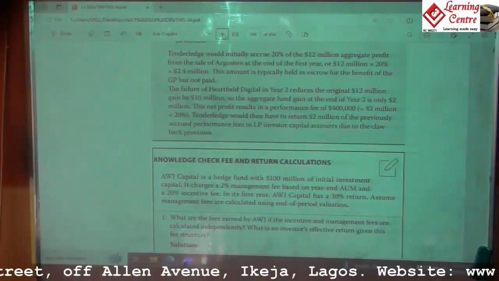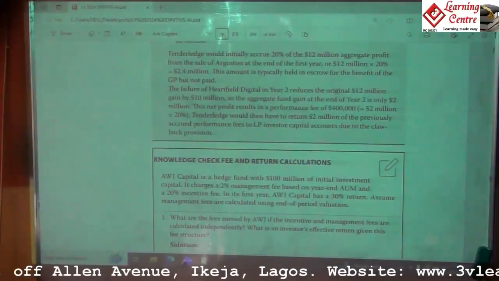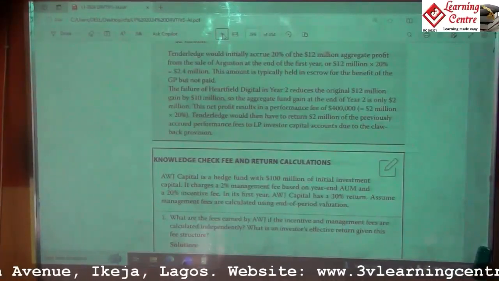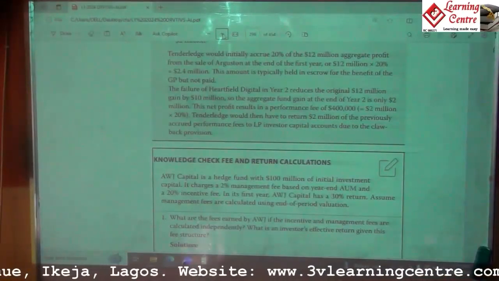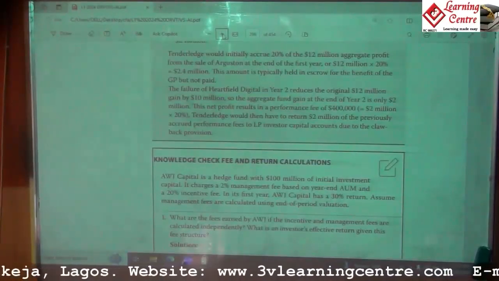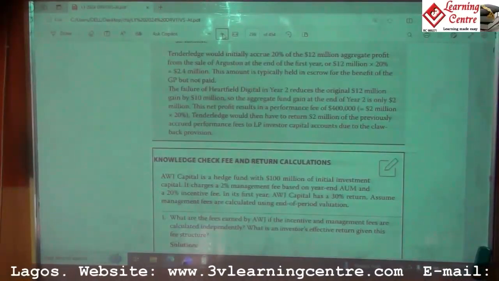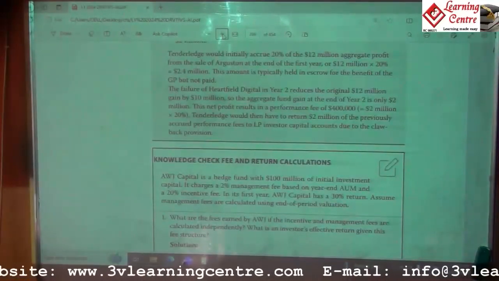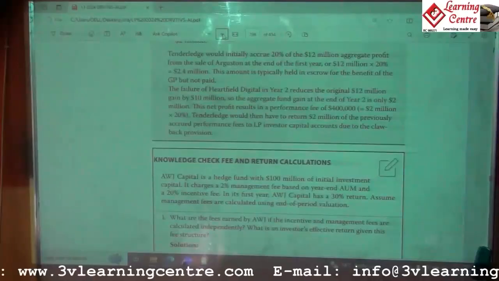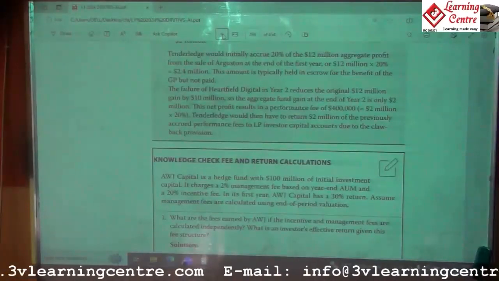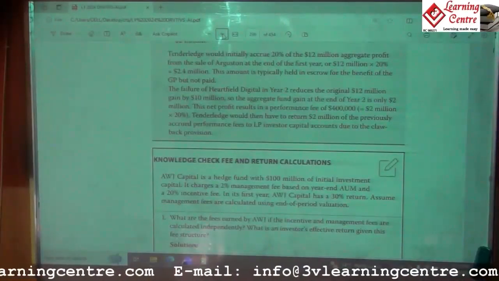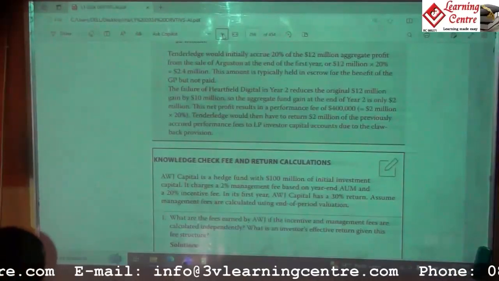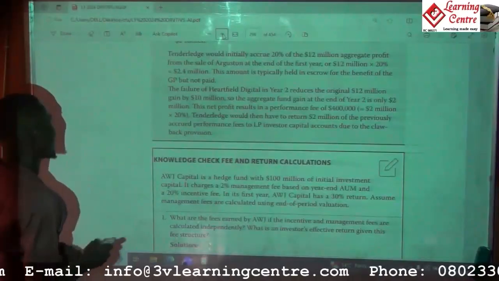Number one, what are the fees earned by AWJ if the incentive and management fee are calculated independently? And what is the investors' effective return given this fee structure? We're told that the management fee is 2%. Let's calculate the management fee first. So what's our total amount invested?